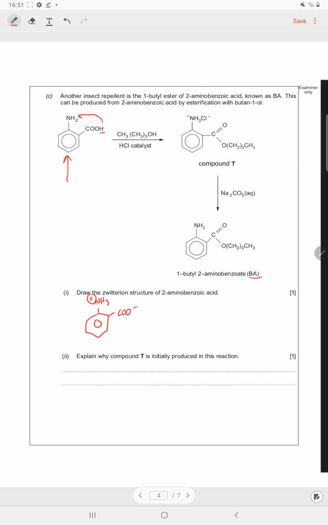Explain why compound T, this one, is initially produced. Because if you've got HCl catalyst, you've got lots of H plus knocking around, and the NH2 group can accept a proton. So there we are. So you've got the NH3 plus, and then because you've got a positive charge, you've got the Cl minus in there as well, that's where that comes from. So it's essentially due to the basic nature of this NH2 group.